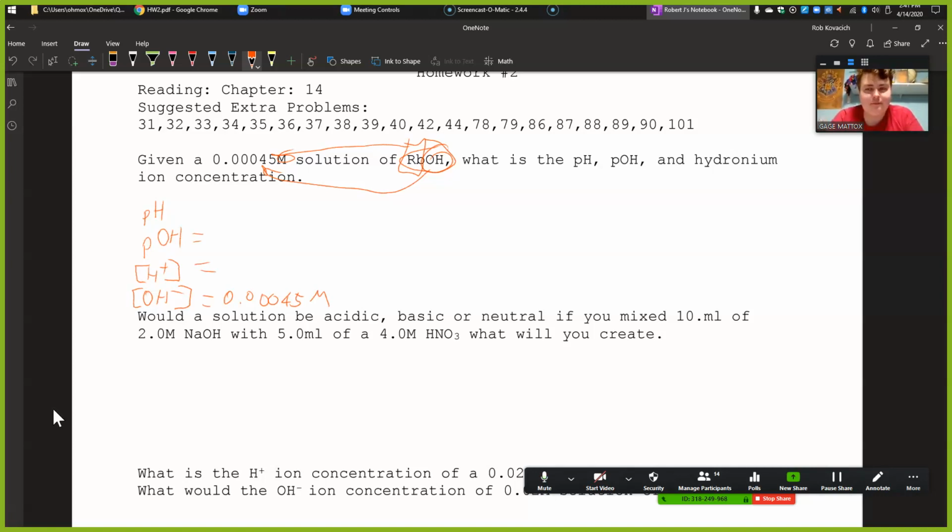What do you want to calculate next? pOH. Okay, so negative log of 0.00045. Before we do any calculation, can you look at that and tell me what numbers it's going to be between? Between 3 and 4.